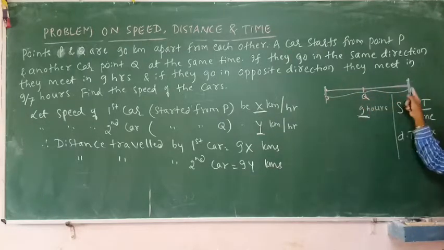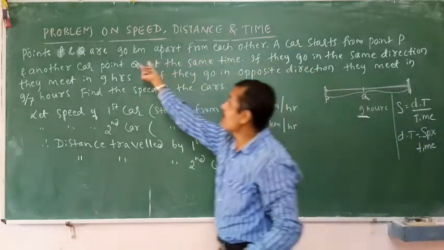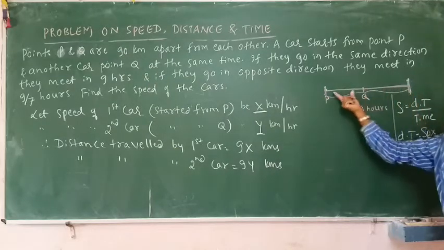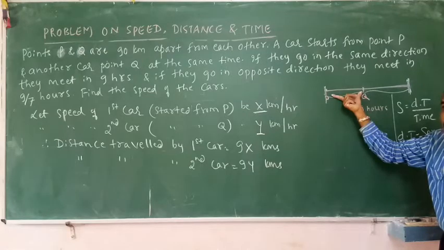9x minus 9y is equal to how much? They are 90 kilometers apart. So 9x minus 9y is equal to 90, because this much more it has travelled.